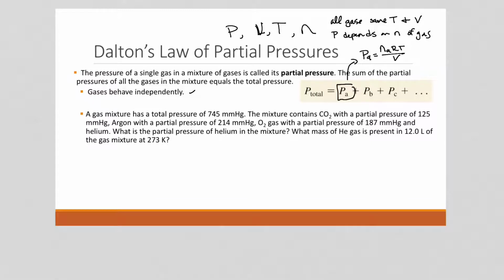And of course, the total pressure can also be solved using the ideal gas law if we wanted to do that. We would just use the total moles. So the total pressure would equal the total moles times RT over V.